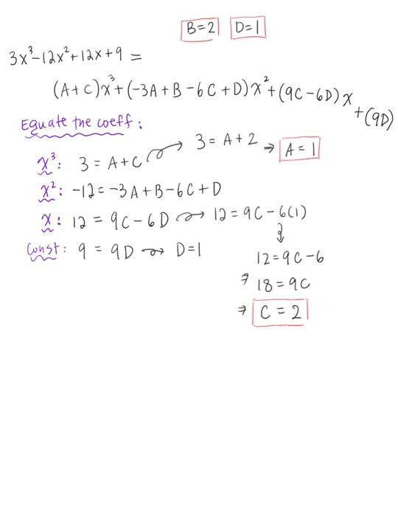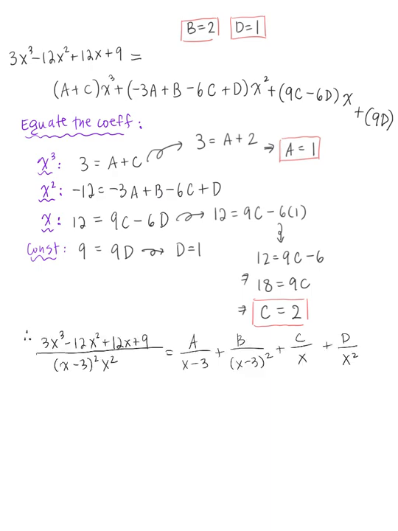All right, so we got a, b, c, d, right? Okay, good. So we got all 4. So now let's write down our answer. I just basically copy and pasted what we had before. So it looks like our answer is going to be: A, so we're going to have 1 over x minus 3, and then plus B. B is 2, so you're going to have 2 over x minus 3 squared.